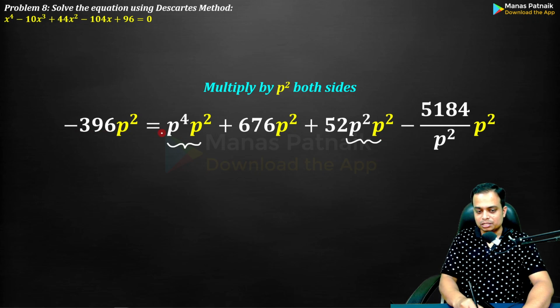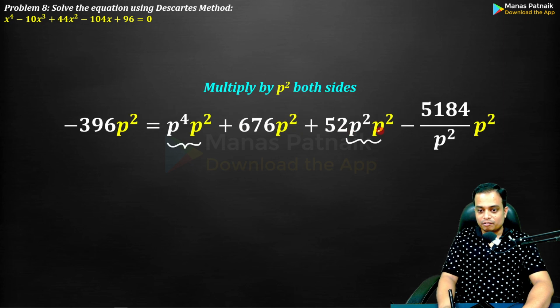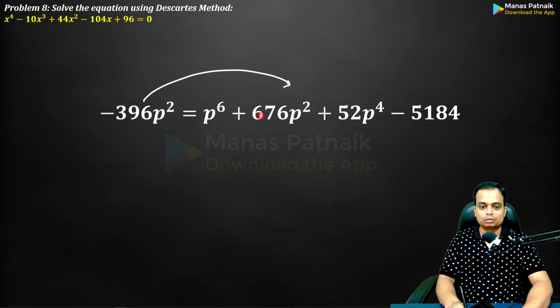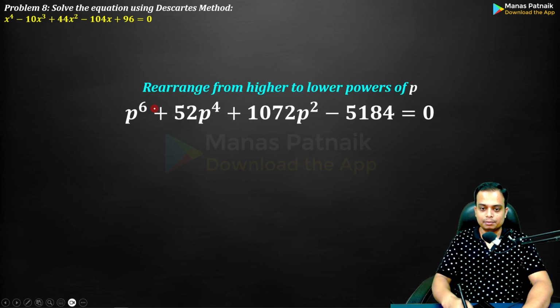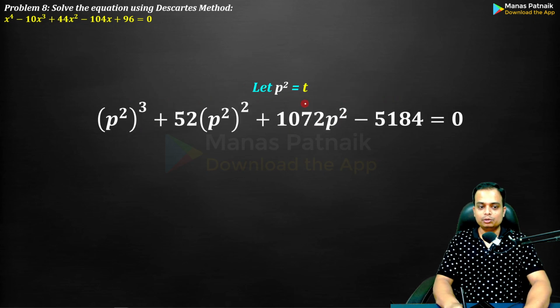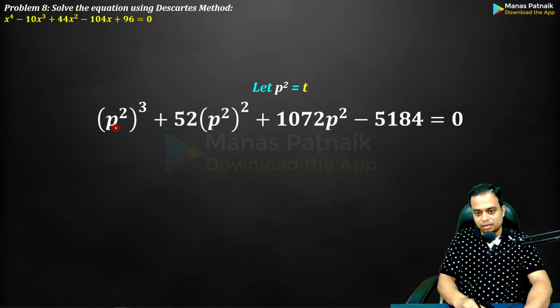Minus 396 p square is equal to p power 6 plus 52 p power 4 plus 676 p square minus 5184. These two are going to cancel each other out. Done. Let me bring this to the RHS. So 676 and 396, both of them will add up to 1072. Done. So we have arranged from higher to lower powers. Done, sir. Let's say p square is equal to t. Okay, this is p power 6 only. This is p power 4 only. It is just the way we have written it. So p square, let us replace it with t.